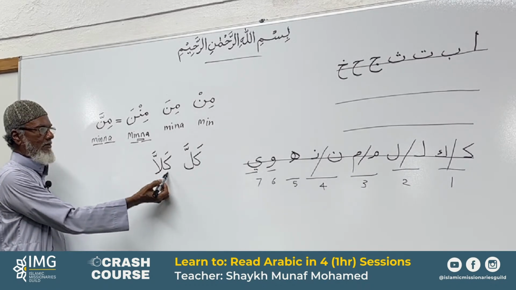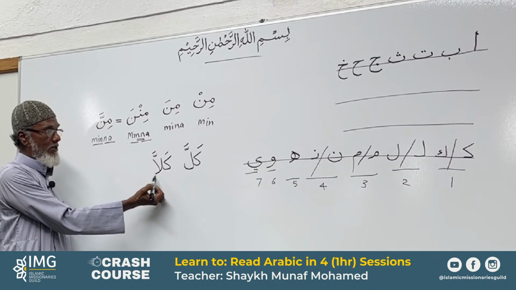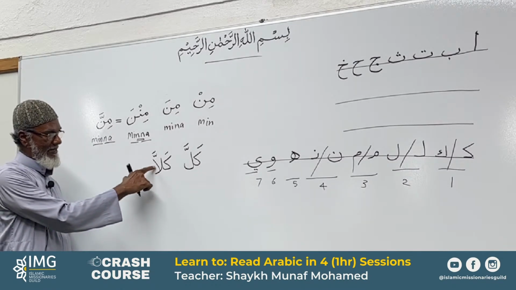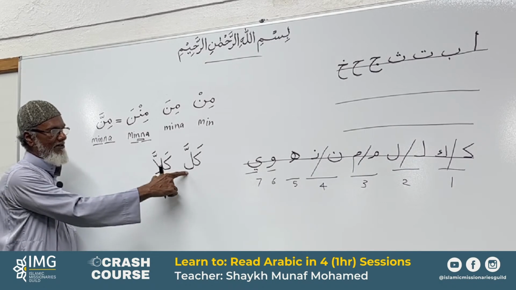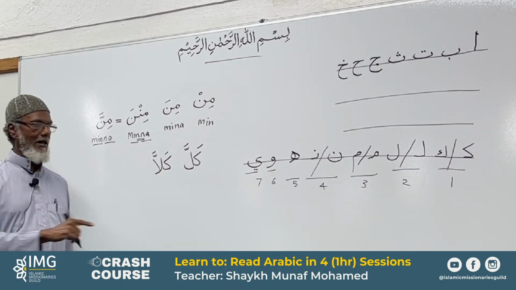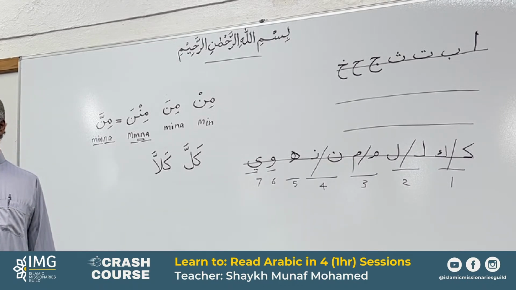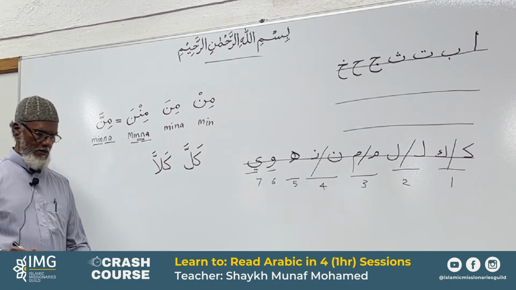This one is, how do you pronounce this one? Kalla. This is la. The lam is lengthened with an alif. This one doesn't have an alif. So, kalla. And this is kalla. Kalla la yumbadhanna fil hutama. All right? Kalla. All right?